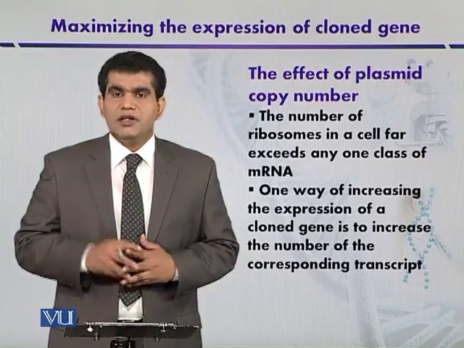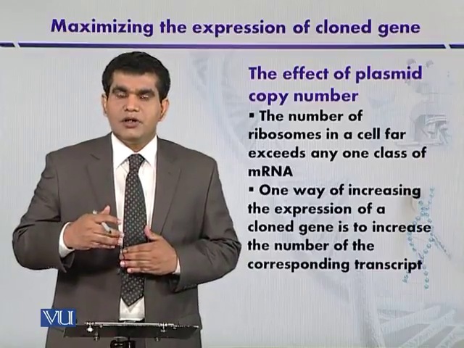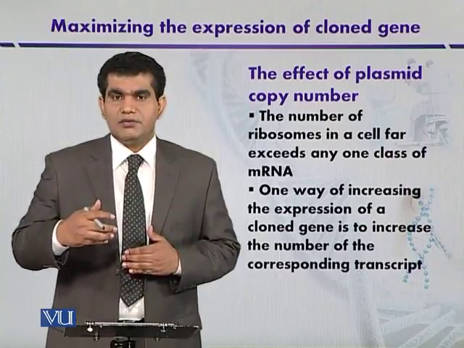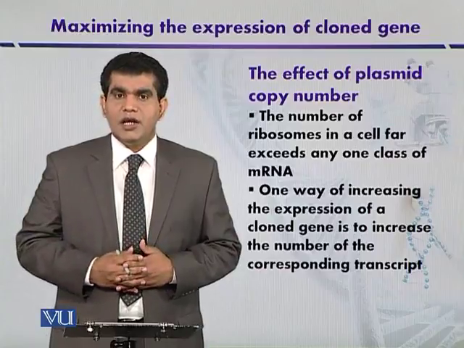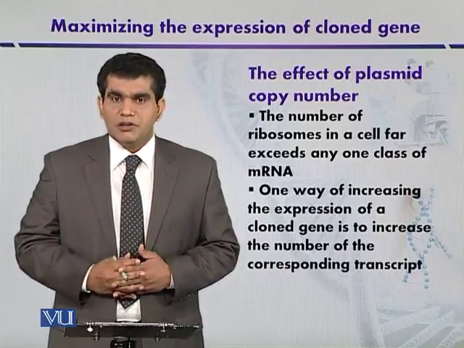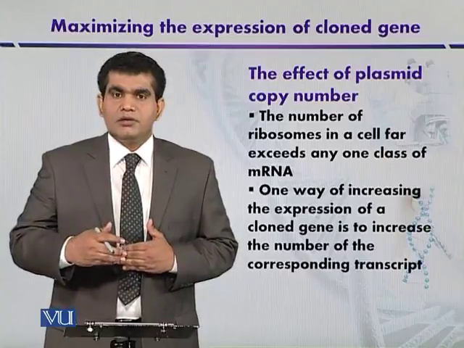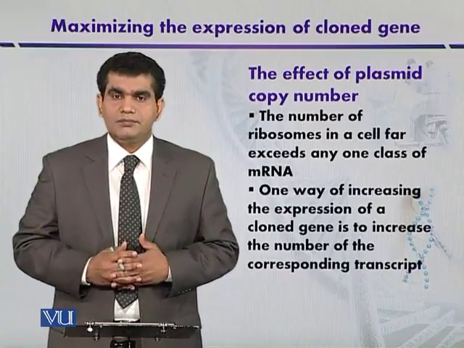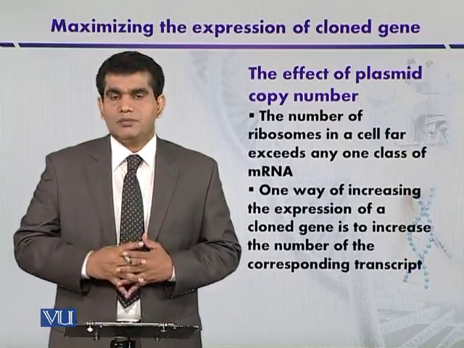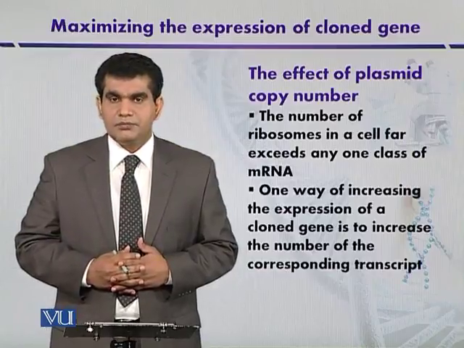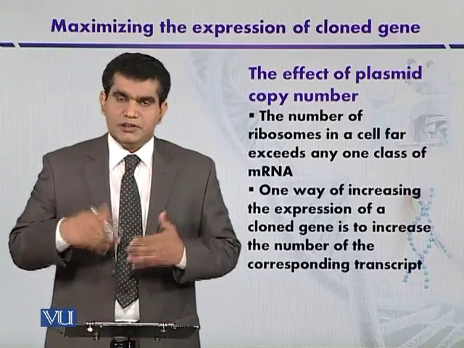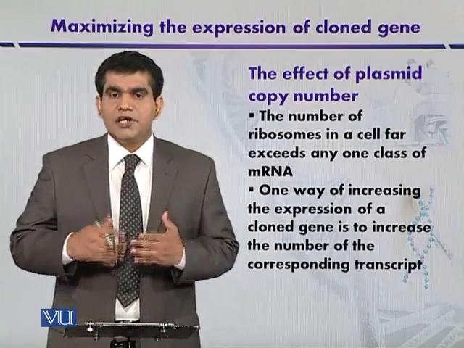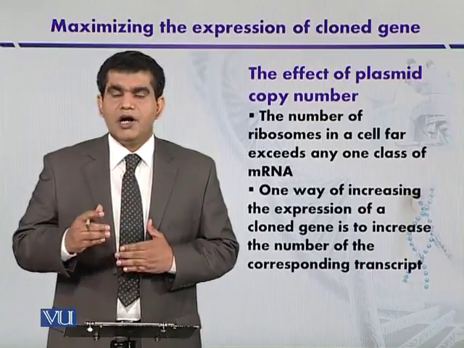That is, we can increase the copies of the gene within the cell so that we can get a high level of messenger RNA. And in turn, it can be determined by cloning the target gene into a plasmid that has a high copy number. That is, more copies of plasmids per cell. And in previous lectures, we have the idea that there are different plasmids that can be used and have high copy number.